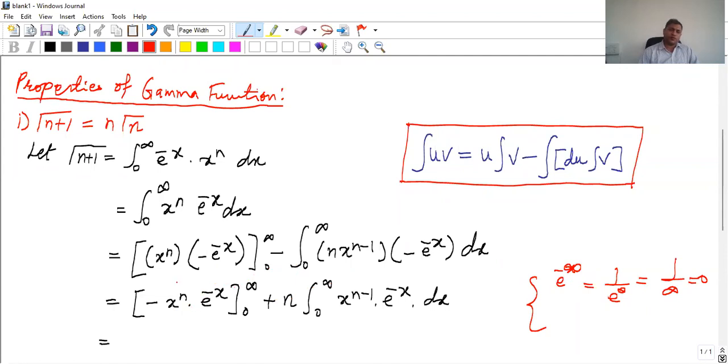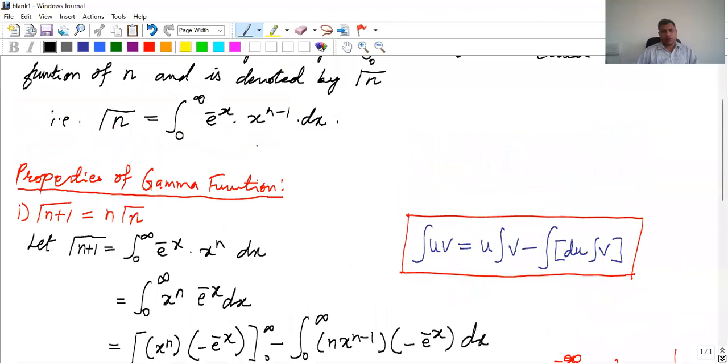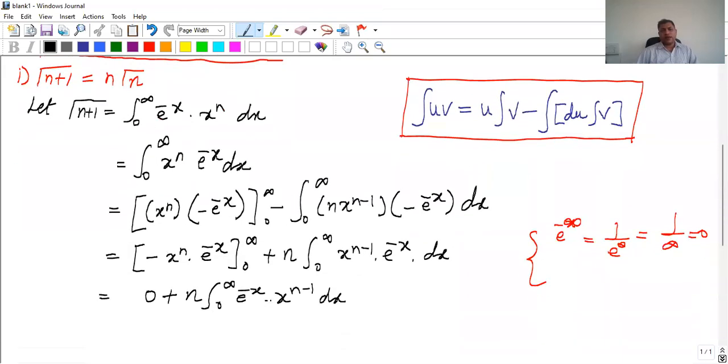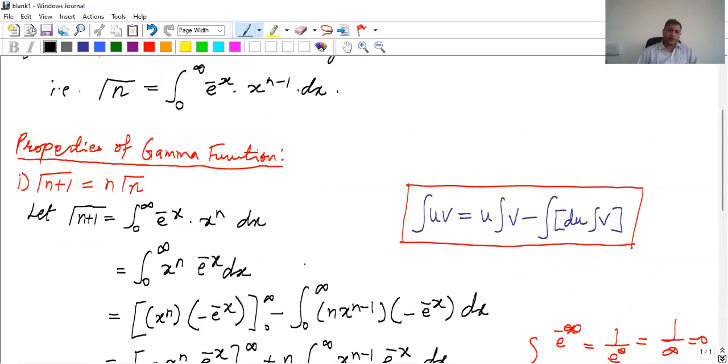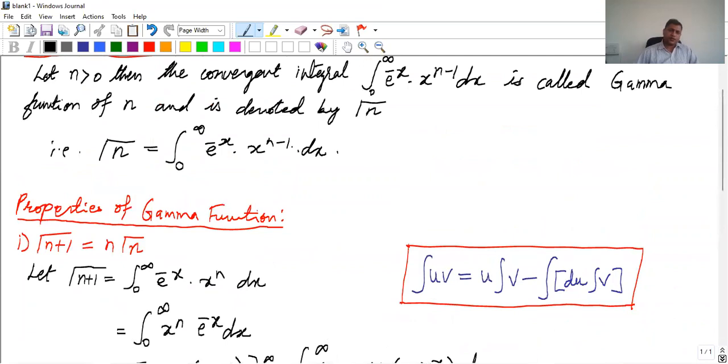If I put x is equal to 0, then again this will be 0. So at the upper limit as well as the lower limit, this term is going to be 0. Plus you can have here integral of 0 to infinity, e raised to minus x, x raised to n minus 1 dx. Now if you compare this, e raised to minus x, x raised to n minus 1.